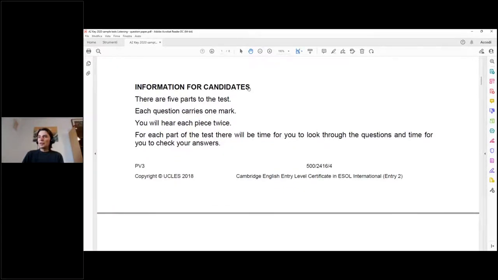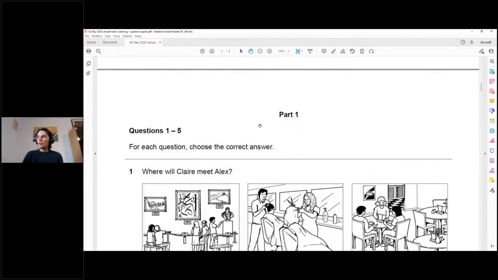Information for candidates. There are 5 parts to the test. Each question carries 1 mark. Okay, you will hear each piece twice. For each part of the test, there will be time for you to look through the questions and time for you to check your answers. Okay, so you will be given 6 minutes at the end, right, to check all your answers.